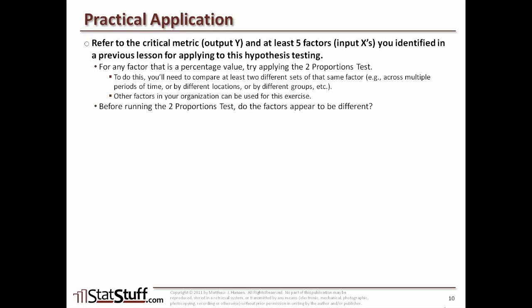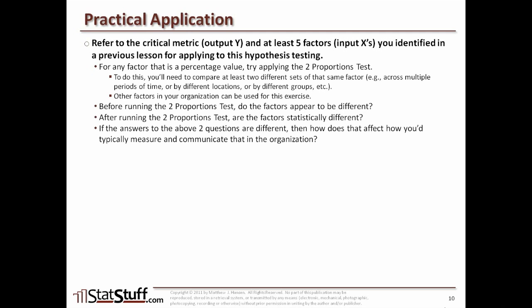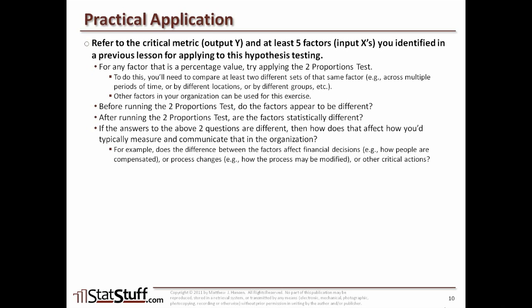So before you actually run the two proportions test, ask yourself, do the factors appear to be different? Whatever you're comparing, whether it's across different days, time periods, or across different locations or groups, just looking at the raw numbers, do they appear like there's a difference between them? Would you normally conclude that there's a difference? Then run the two proportions test and ask yourself, are the factors statistically different? And if you have different answers for the two questions, then ask yourself, how does that affect how you typically measure and communicate that difference in the organization?